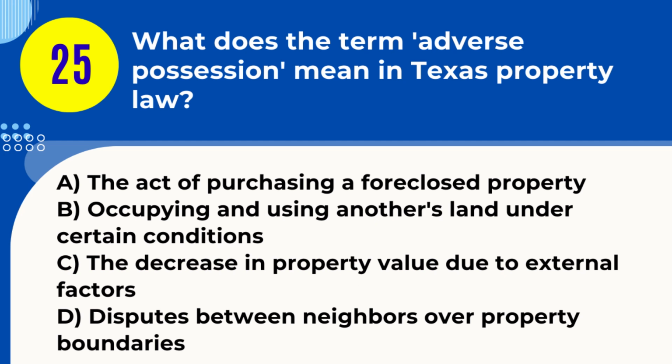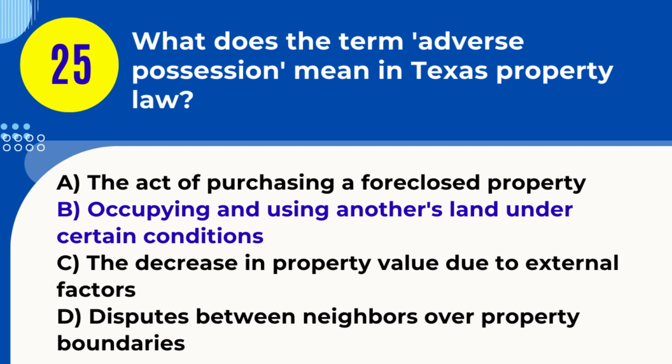Question 25. What does the term adverse possession mean in Texas property law? A. The act of purchasing a foreclosed property. B. Occupying and using another's land under certain conditions. C. The decrease in property value due to external factors. D. Disputes between neighbors over property boundaries.